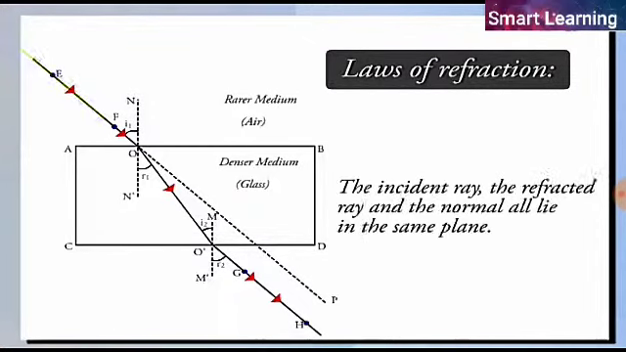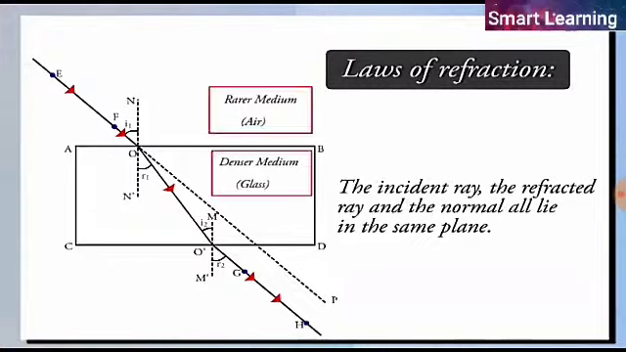2. The incident ray, the refracted ray, and the normal to the interface of two transparent media at the point of incidence all lie in the same plane.